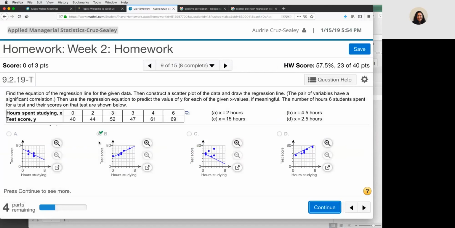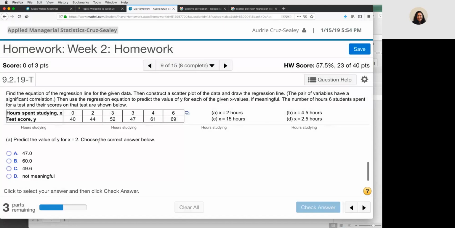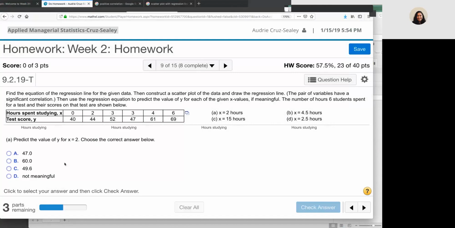Are there any questions there? No, we're good, okay? All right. So the next thing that we're going to do is predict the y value given values of x, okay? So I really want to make sure that you understand. It's not bad at all. But what I'm doing is substituting the number 2 into the regression line.